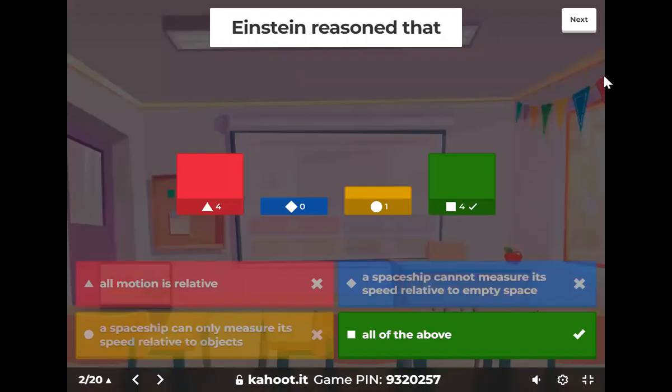All the above. All those statements are different rephrasings of the same idea. So all motion is relative. How fast are you going? Let's look at this gold answer. Say a spaceship in space. How fast is a spaceship in space going? Well, it can really only measure relative to other objects like nearby planets, not relative to empty space. There's no such thing.